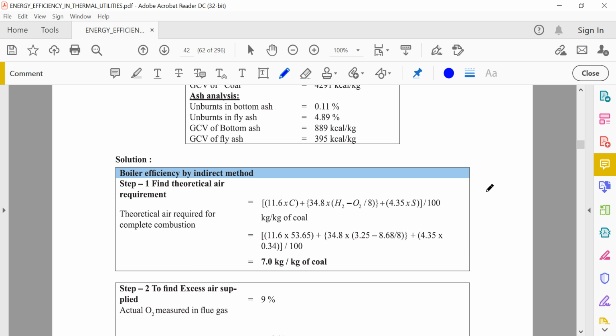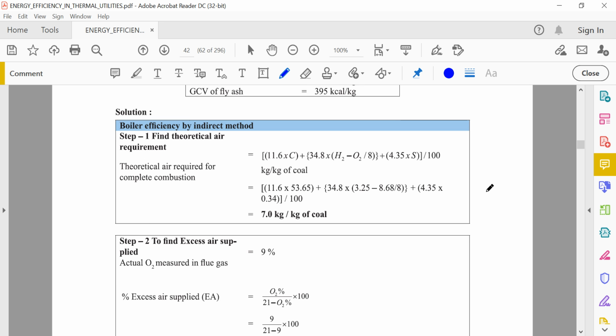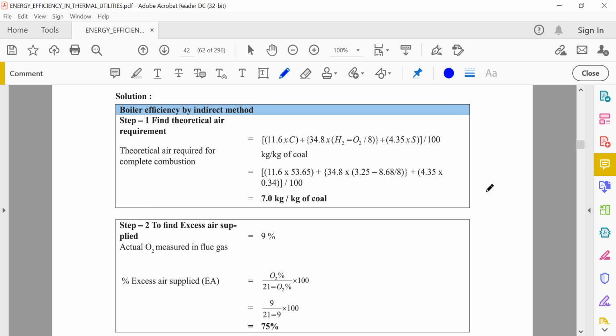Now let's start the solution. To calculate the boiler efficiency by the indirect method, we first need to find the theoretical air requirement. Theoretical air requirement is basically the minimum air that is required for 100% combustion of the fuel.